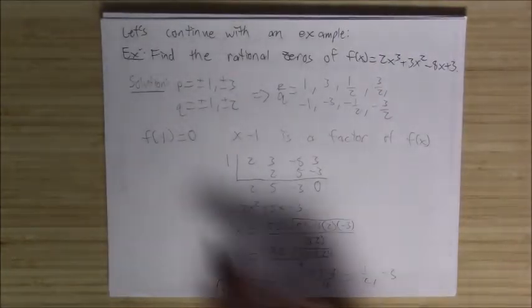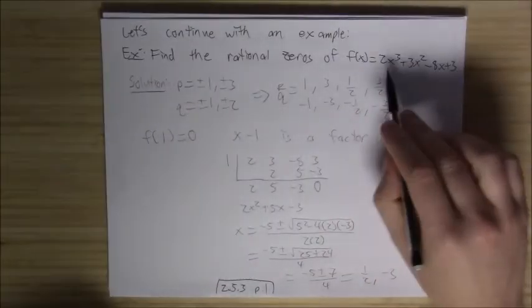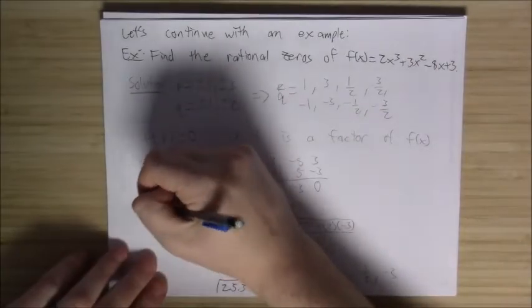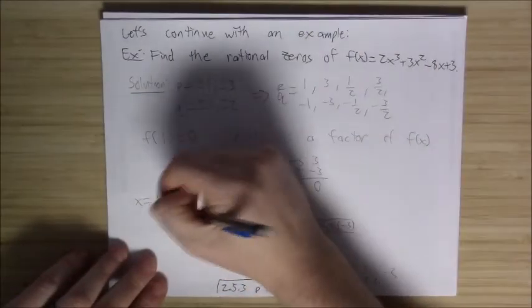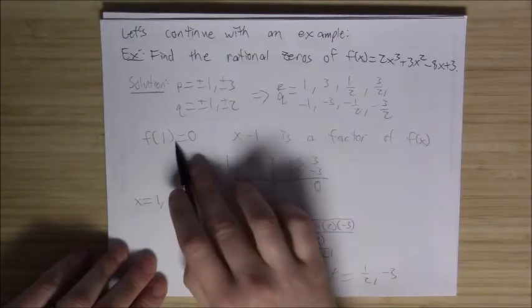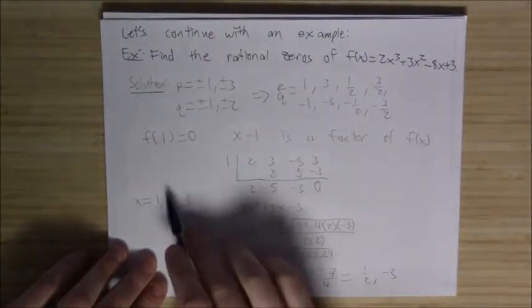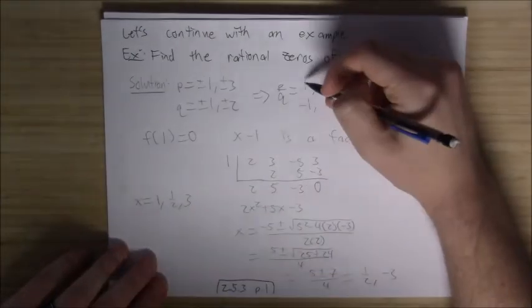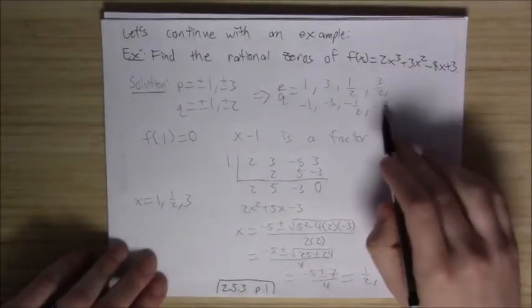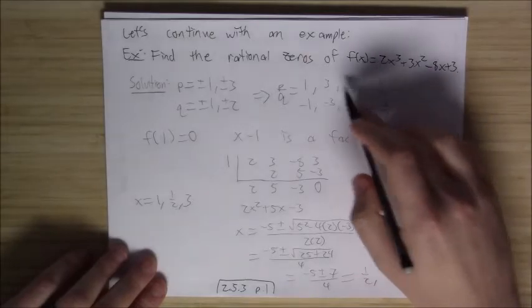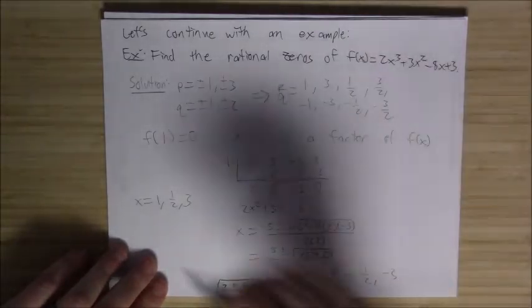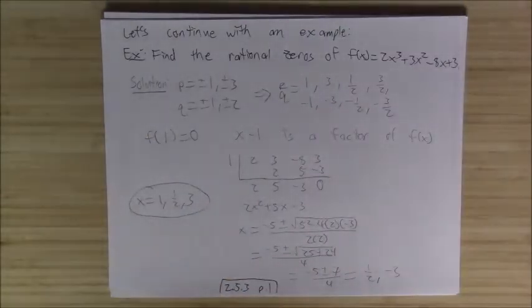In other words, we actually have 3 rational zeros. For the first time, all of our zeros are rational. x equals 1 is a rational zero, which we found at the start. Then we found 1/2 and negative 3. And notice all of these are on our list, so we actually did have that these were all our rational zeros.